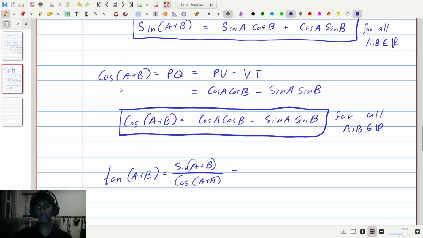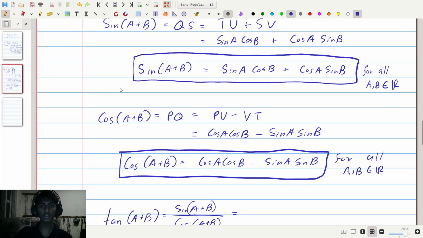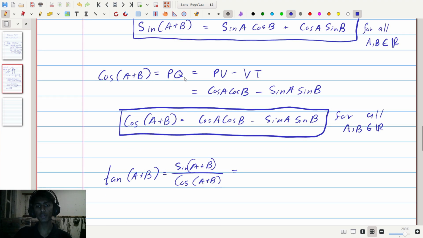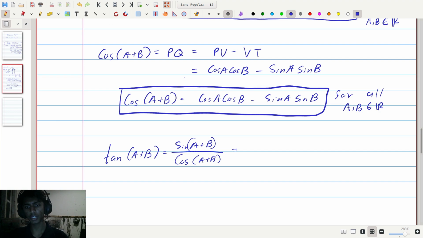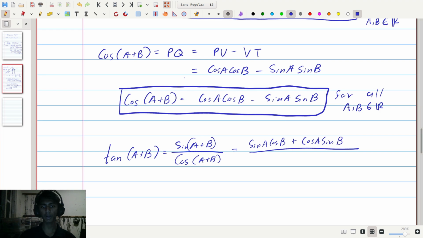It's true for all A and B, no? So it should be totally fine to do that. So let's do that. Substituting sine of A plus B into the top, we can see that sine of A plus B is equal to sine of A cosine of B plus cosine of A sine of B, and we have to divide by whatever cosine of A plus B is. We have just found cosine of A plus B as cosine of A times cosine of B minus sine of A times sine of B. We have already accomplished our mission.